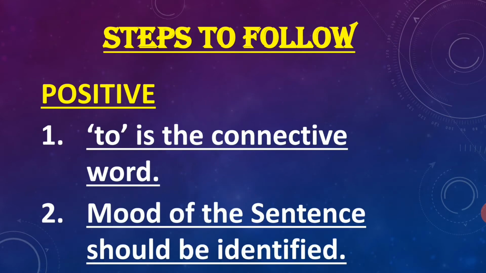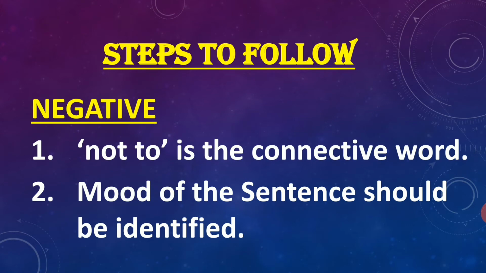So the steps to follow when you're changing direct to indirect speech in imperative sentences: for positive types, "to" is the connective word. So we are going to use "to" as a connective word, and the mood of the sentence should be identified. I will tell you about the mood in the examples. In the negative imperative sentences, we have to use "not to" as a connective word. For positive, we will use "to", and for negative, we use "not to" as a connective word, and again we have to identify the mood of the sentence.